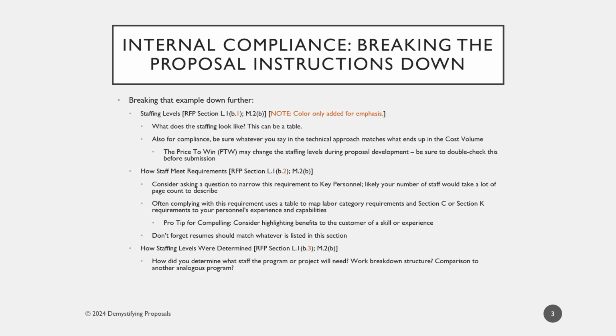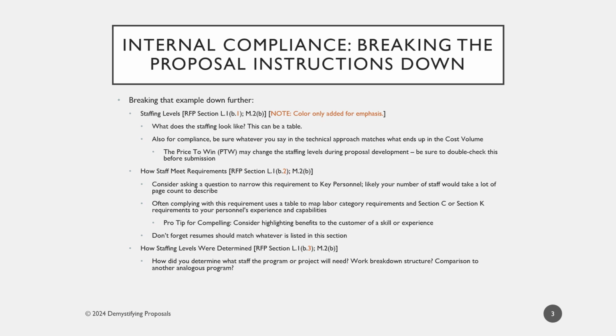So breaking that example down even further, your staffing levels, RFP section L1B1, right? Because that's the first subsection of that section of management. So you add that .1 to indicate that it's the section of the RFP that goes one level down. Again, if they don't actually number that instruction, then don't put a number in. But if they do number it, put the number in.